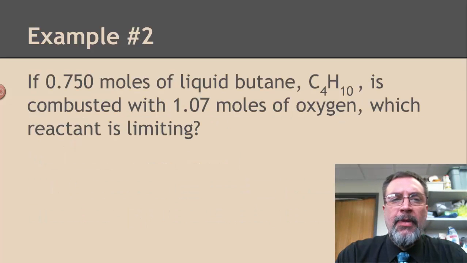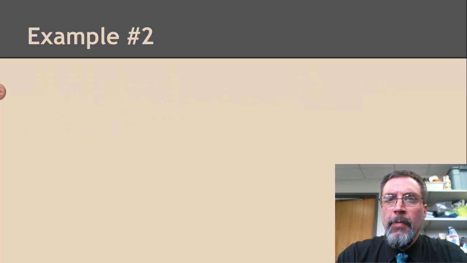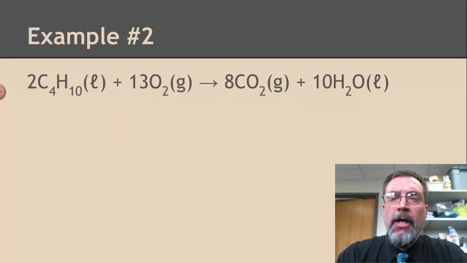How about this? I've got 0.750 moles of liquid butane, C4H10, and I'm combusting it, combustion, with 1.07 moles of oxygen. Which reactant is the limiting reactant? Which one gets used up first? All right, so again, I need to start with a balanced equation. Here's my balanced equation for this reaction. 2 butane, 13 moles of oxygen, 8 moles of CO2, and 10 moles of H2O. Larger numbers, but it doesn't matter.